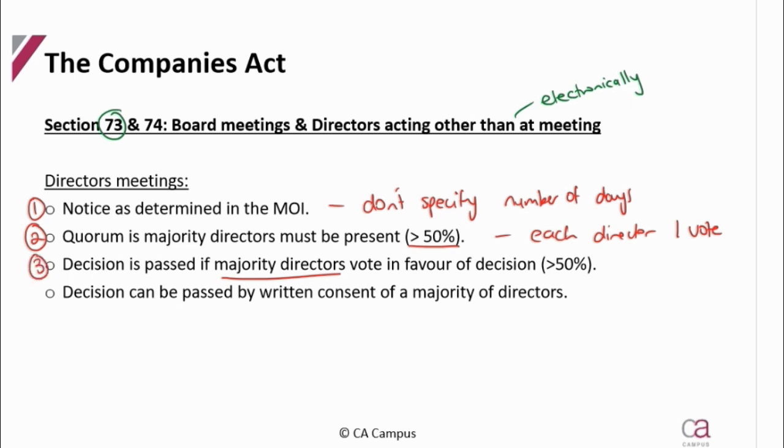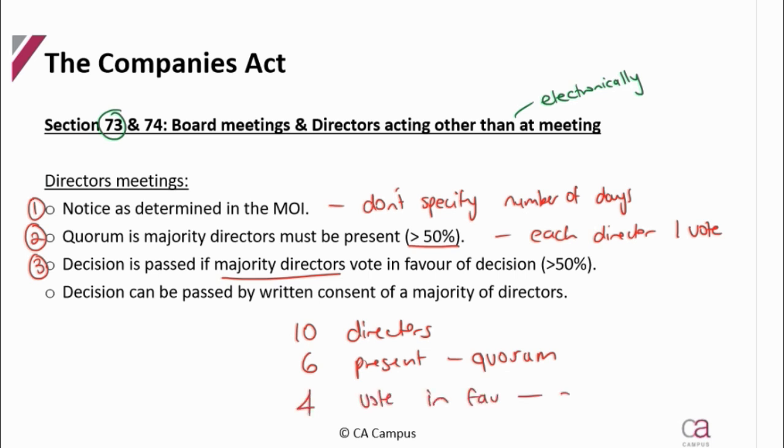Okay, so again, if we're saying that they've got 10 directors, then 6 must be present for a quorum, and then 4 have to vote in favor for the decision to be passed, because we've got majority present, but then it is majority present must vote in favor, not majority of directors must vote in favor. Okay, so just add that here.